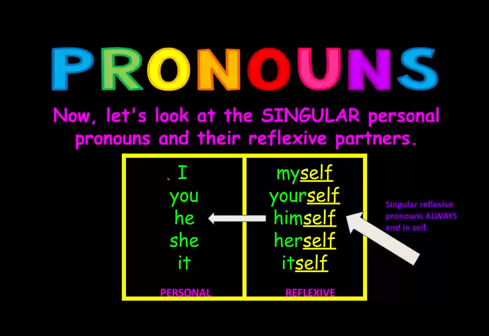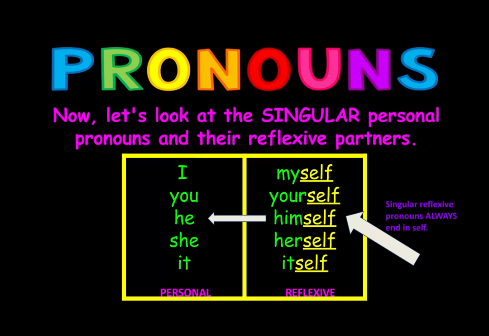Okay, your singular pronouns, which is one, is I. You're talking about one. You, one. He, one. She, one. It, one. Those are personal pronouns. And personal just simply means that they're taking the place of a person, or an animal. They are personal people.